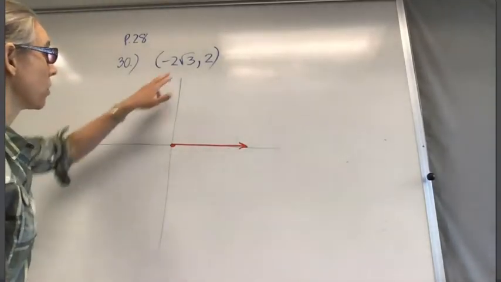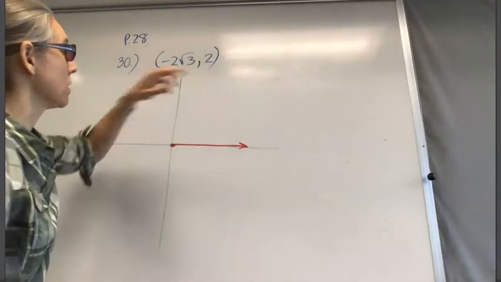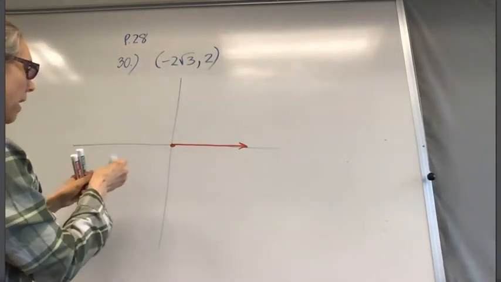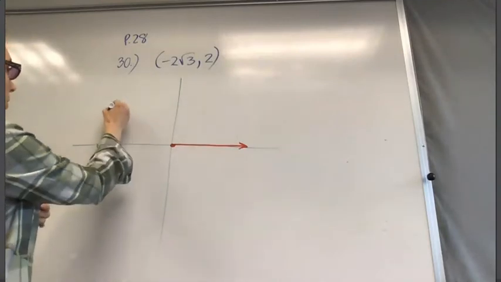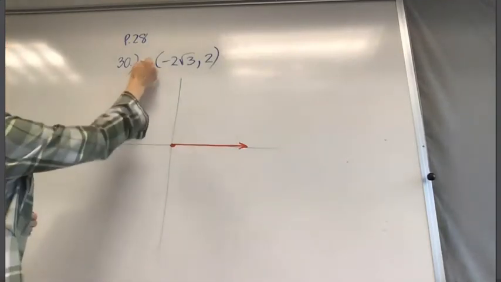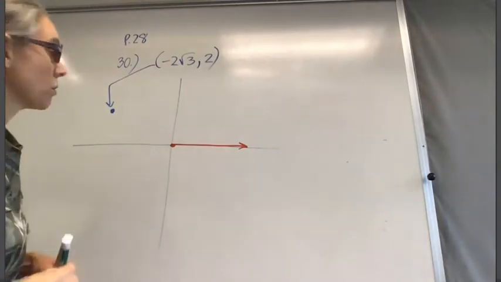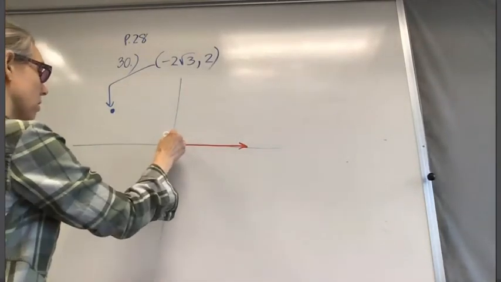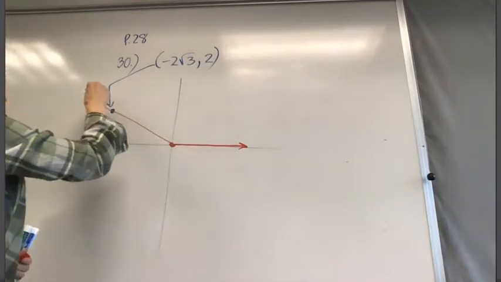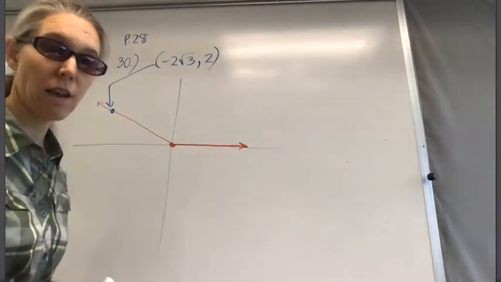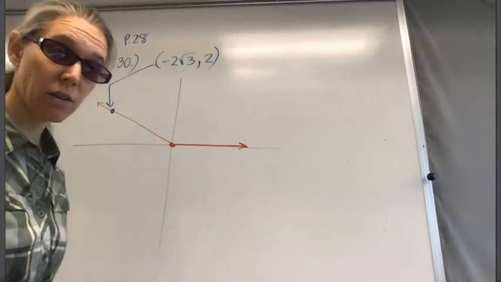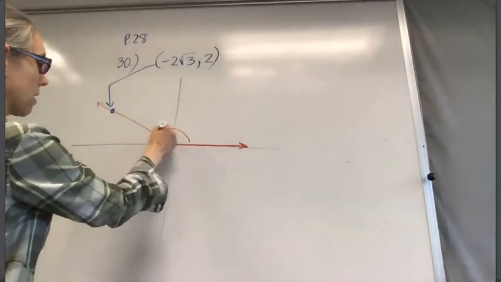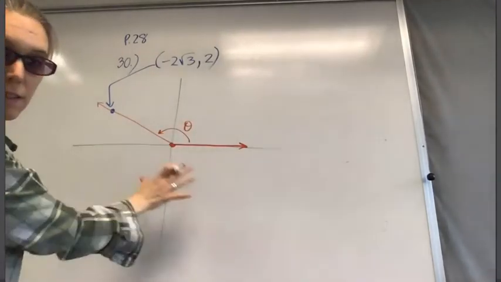And let's find the point negative 2 root 3, 2. We'll go back this way and then up a little. So let's say that this is the point negative 2 root 3, 2. So the other ray, the terminal side of the angle, must go through that point. And we want a positive angle that is the least positive angle, which means that theta is simply this angle right here.